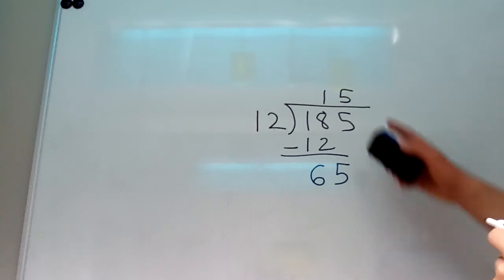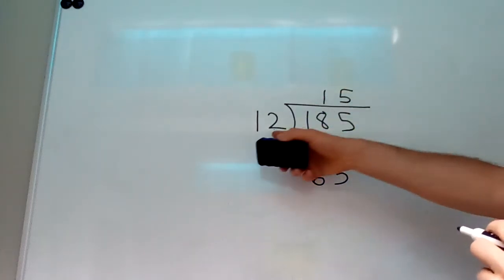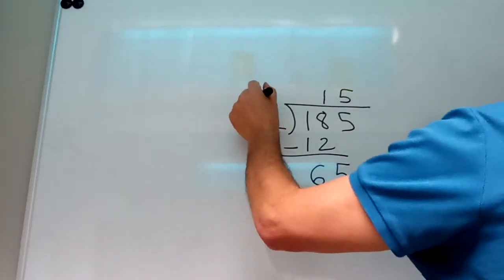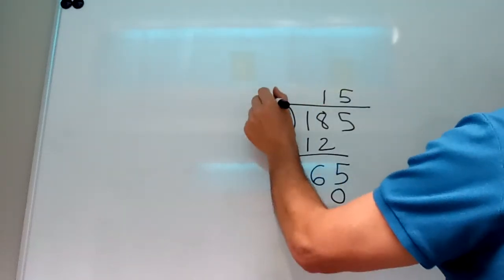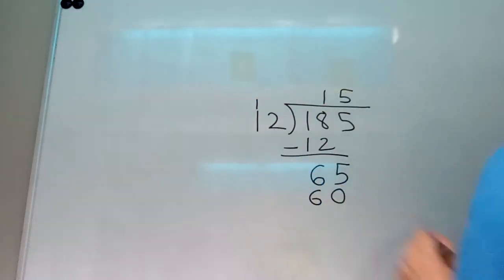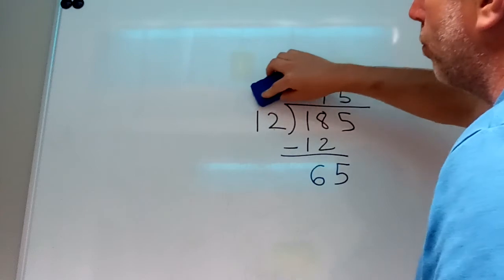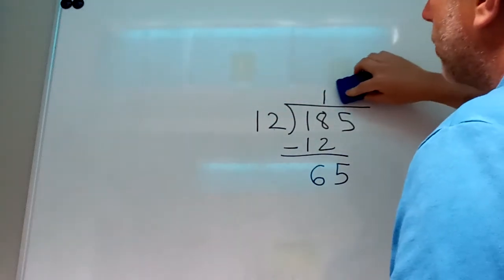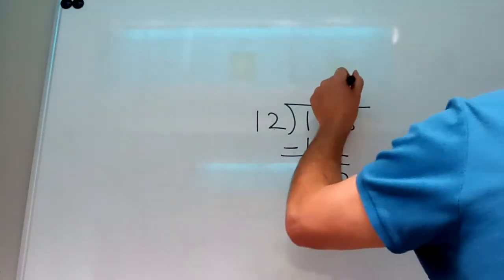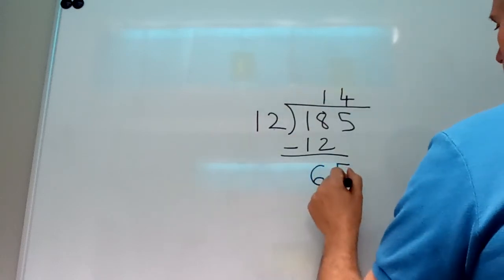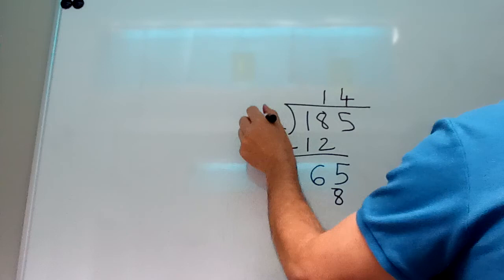So 5 times 2 is 10, so we put our 0, and we carry our 1. 5 times 1 is 5, plus the 1 is 6. So it looks like that's going to work. That's 60. Now let me show you what would happen if you didn't know what to do here, and you just started with 4. 4 times 2 is 8. 4 times 1 is 4.